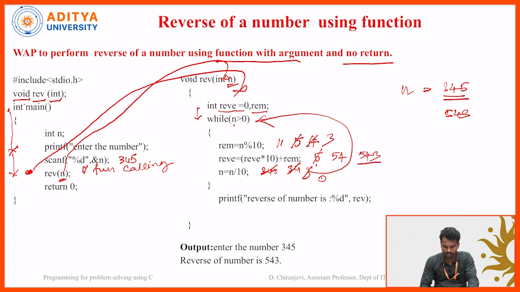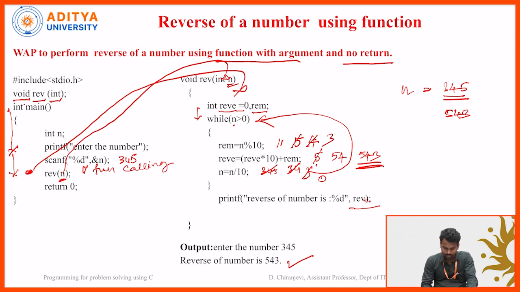By this time you have already reversed the number, which is stored in the REVE variable. Then you print the REVE variable. It will give 543. So 543 is the output for 345. This is how by using a function you can reverse. Because this function has no return type, you are directly printing REVE. If it is a return type, instead of printf, what will you do? You can simply write return REVE. It will return to the place from where you called.